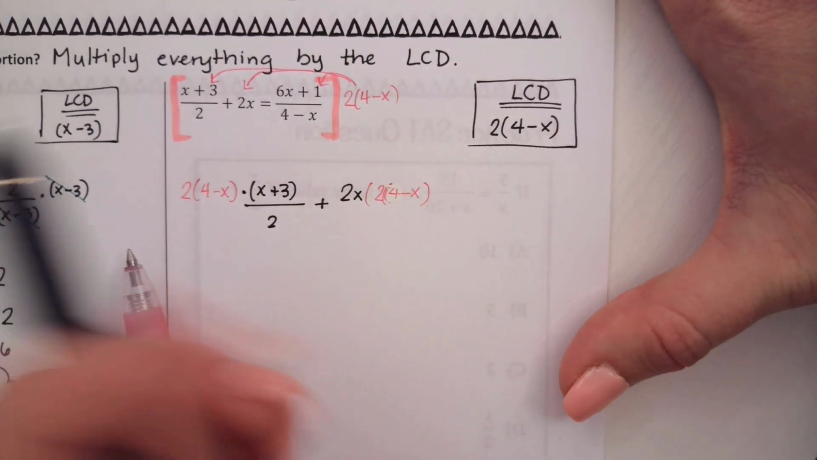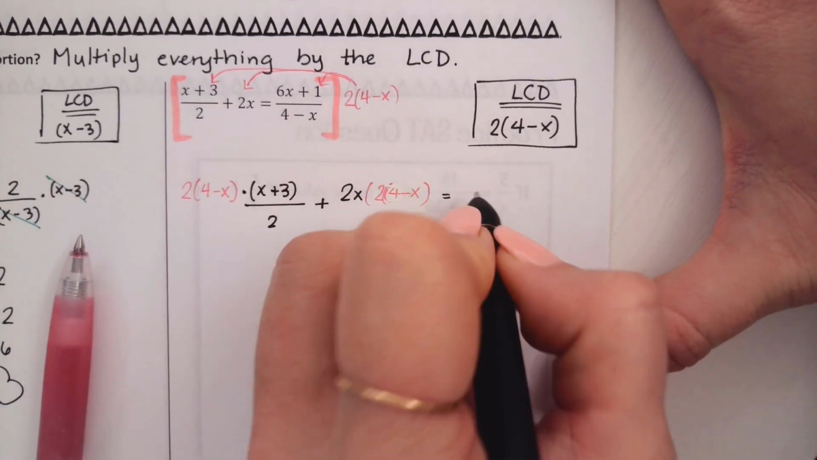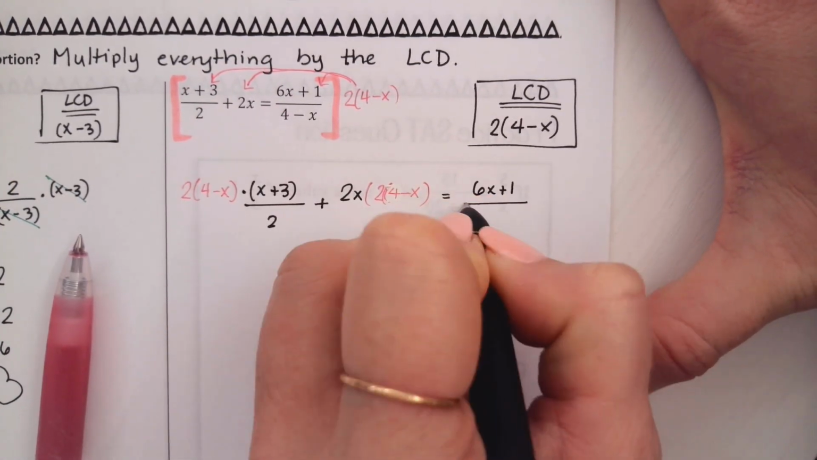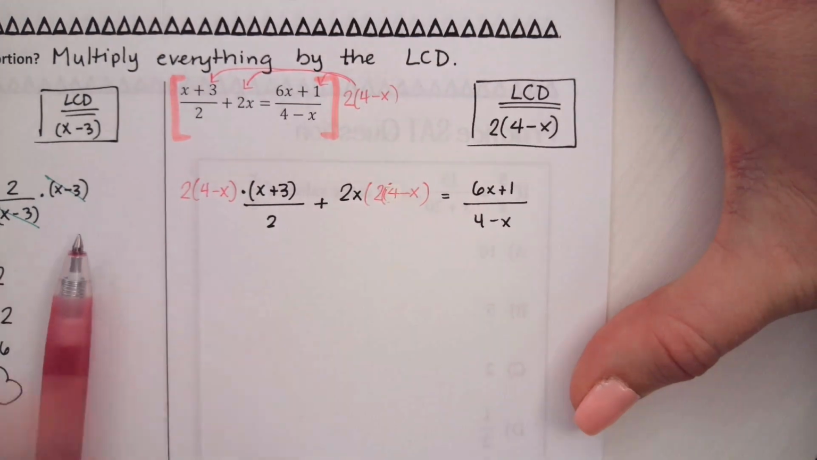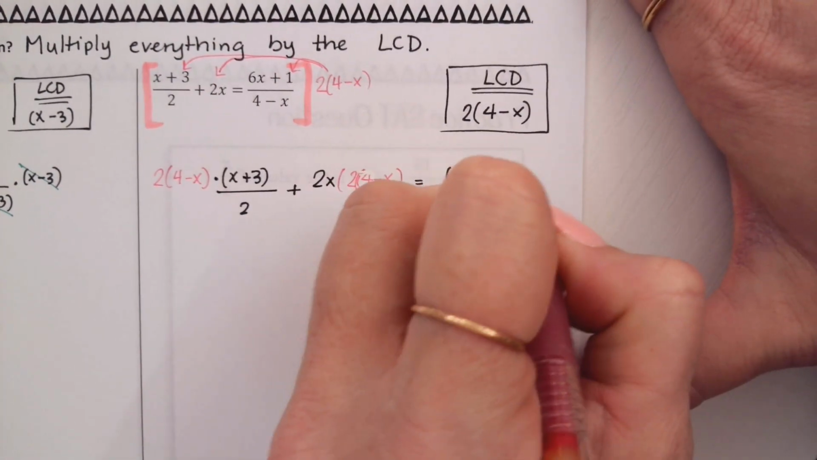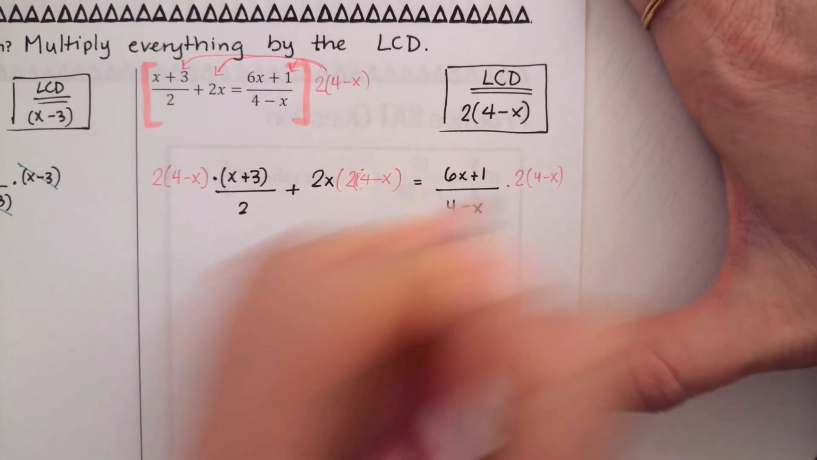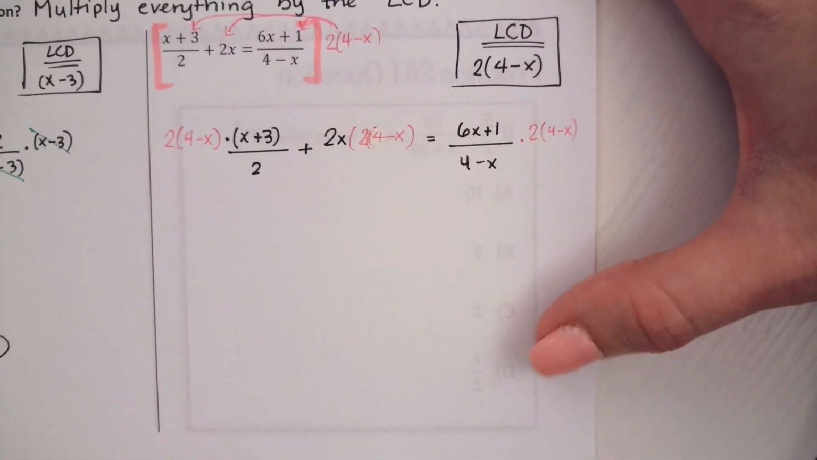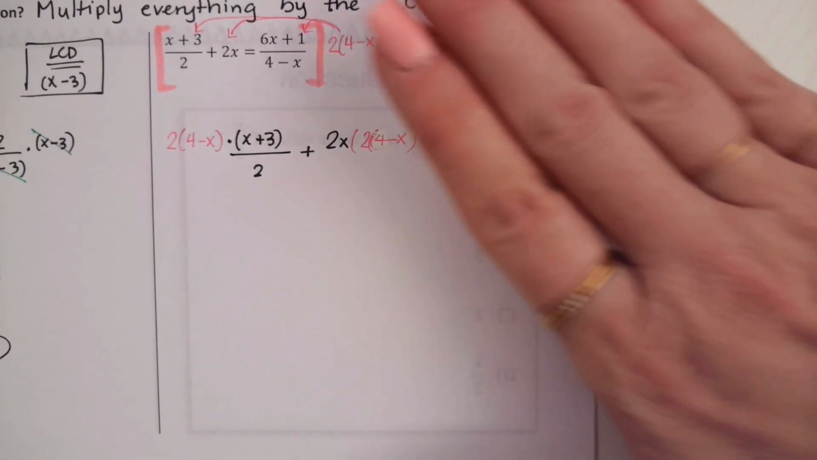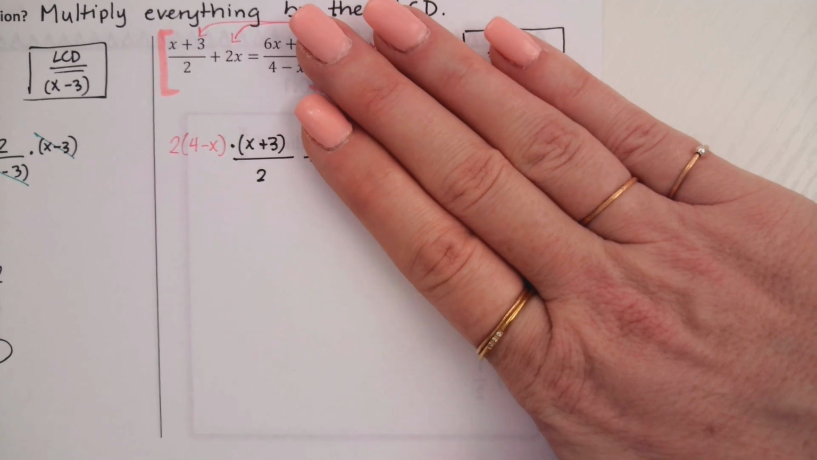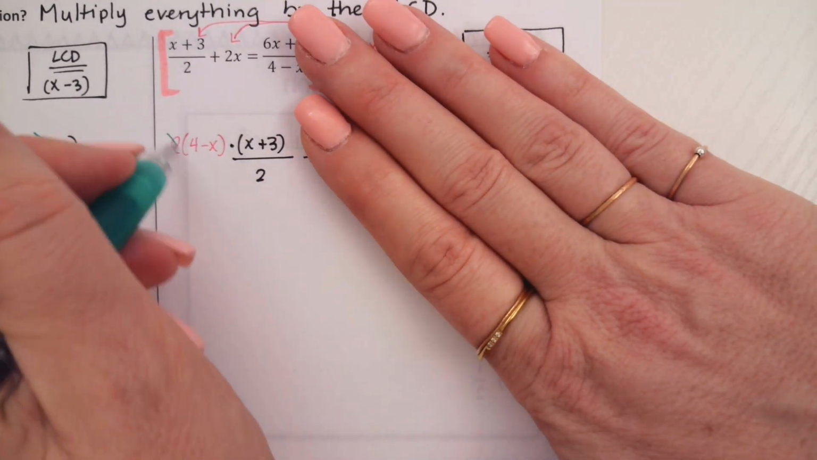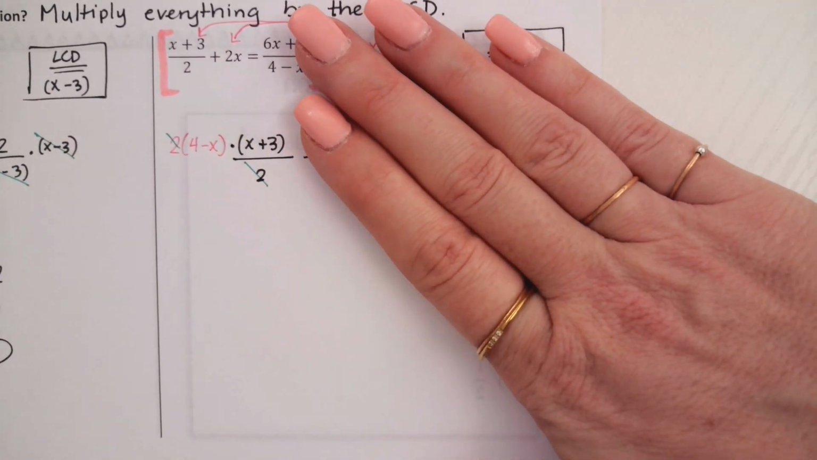Okay, and then on the other side, I'll have 6x plus 1 over 4 minus x times the LCD, 2 times 4 minus x. Okay, looking at the first one, what's going to cancel? The 2, very good. And then what do we need to do with the 4 minus x and the x plus 3?